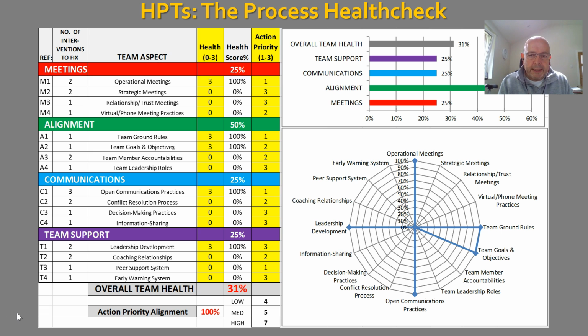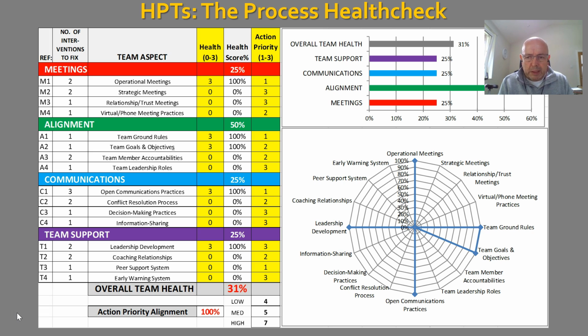I mentioned the process health check. Teams are not a blank slate, so you need to do a process health check to see where your team is before you start intervening with it. And the way to do this is talk to the team members, talk to the team sponsors and stakeholders, and talk to the team's customers. And if you see here, we've got the 16 different aspects, and it's saying, for example, that operational meetings are in great shape. They're 100%, whereas strategic meetings are in poor shape.